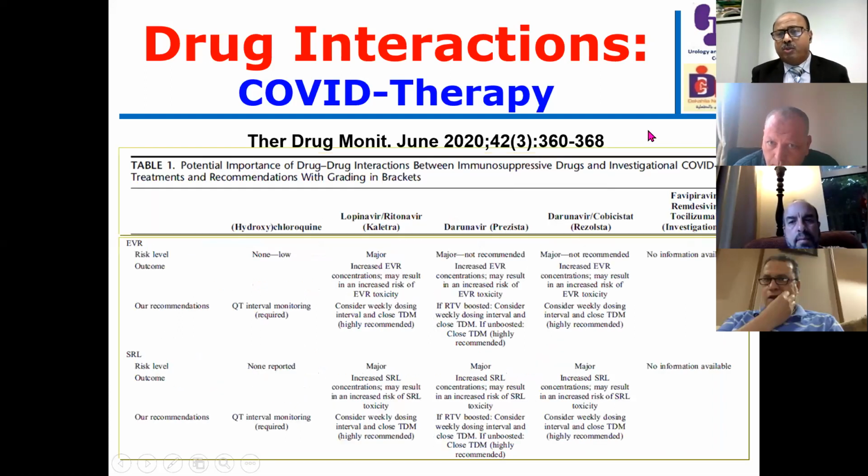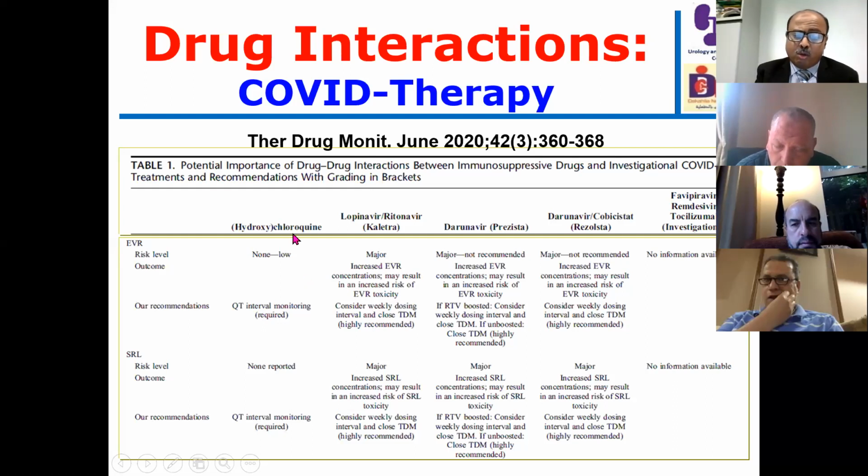With mTOR inhibitors, we can expect the same. These drugs are associated with inhibition of the metabolism of everolimus and sirolimus. So it is a major interaction, increasing everolimus level, and this may result in increased risk of everolimus toxicity. So consider weekly dosing interval and close therapeutic drug monitoring, and it is highly recommended to follow this. This is the same with everolimus and the same with sirolimus.